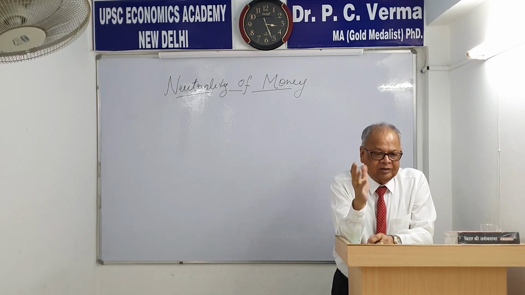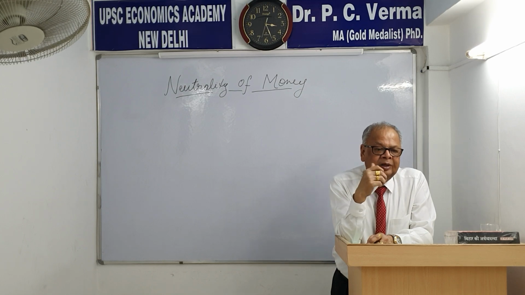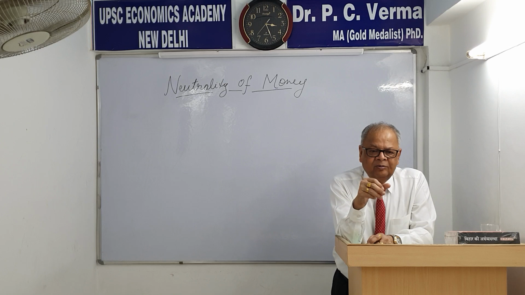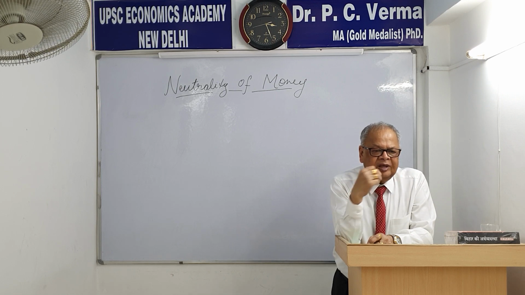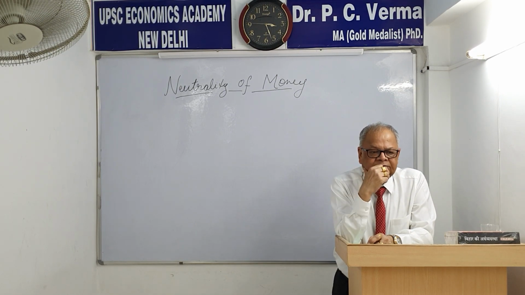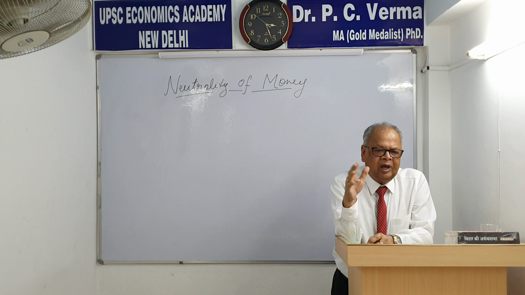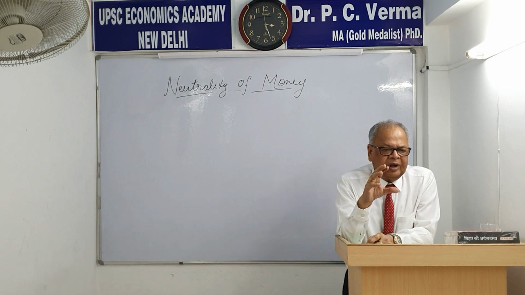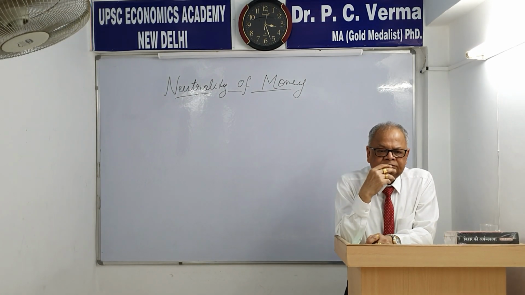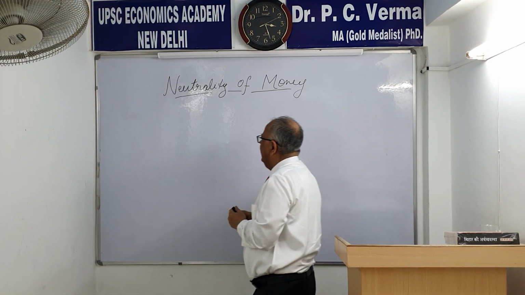We have already discussed the quantity theory of money: other things remaining the same, the higher the supply of money, the higher the price rise and the higher the inflation. Which means if money supply is doubled, then price will be doubled. This we all know.